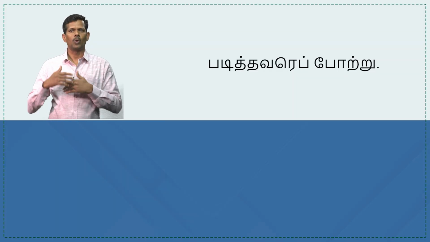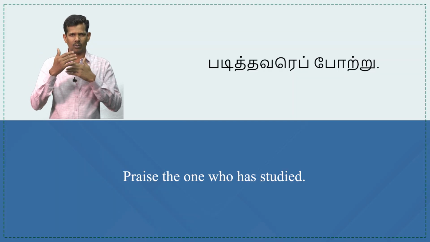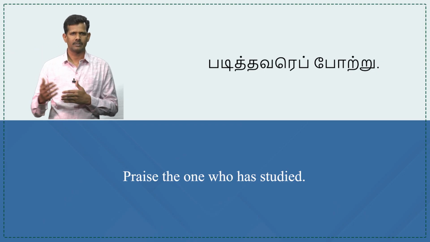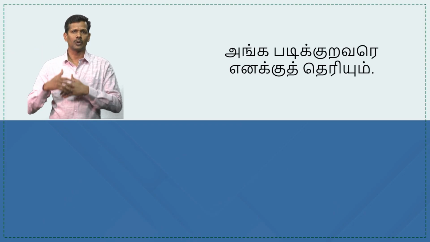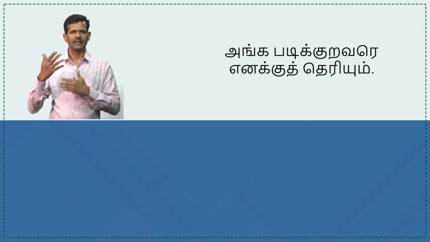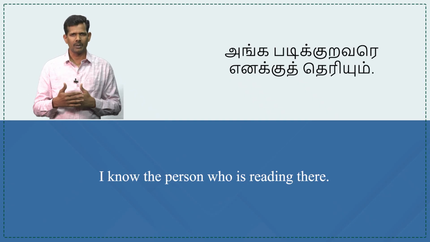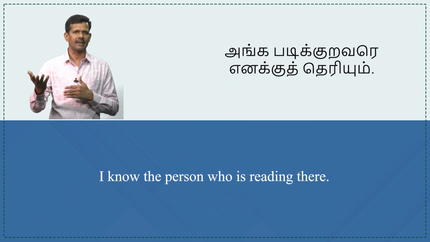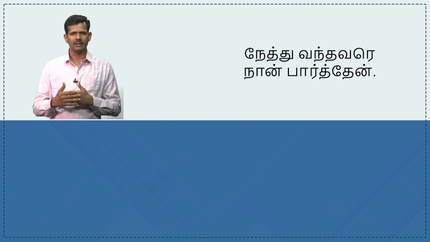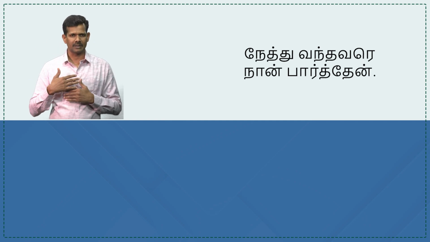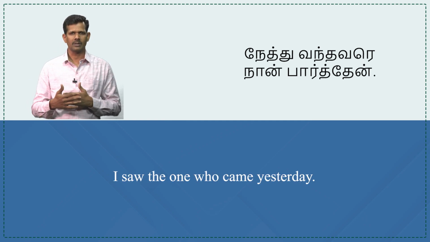Let us see some examples for the participial nouns functioning as an object. படித்தவரே போற்று. Praise the one who has studied. அங்க படிக்கிறவரே எனக்கு தெரியும். I know the person who is reading there. நேத்து வந்தவரே நான் பார்த்தேன். I saw the one who came yesterday.